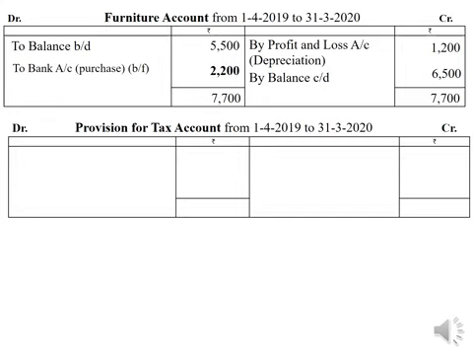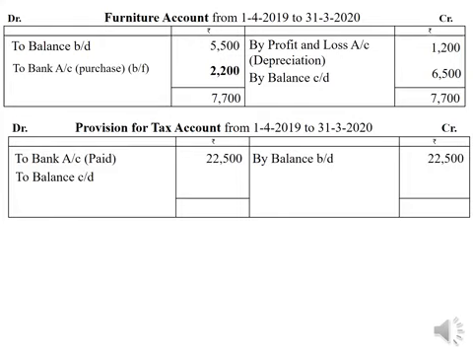So provision for tax account is a liability, therefore its opening balance will be on the credit side. By balance brought down 22,500. As no information about tax paid or new provision made for tax during the year is given in the problem, we can assume that this 22,500 opening balance had been paid during the year. So to bank account paid rupees 22,500. No other transactions are there, therefore record the closing balance. To balance carried down rupees 40,500.